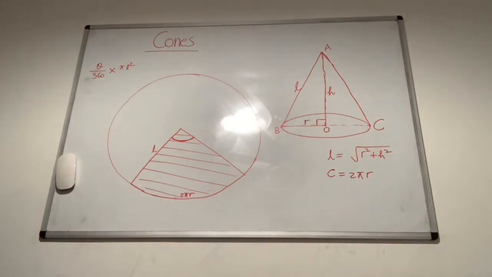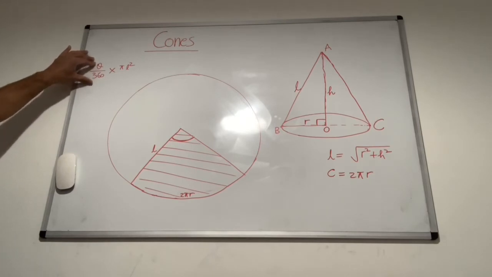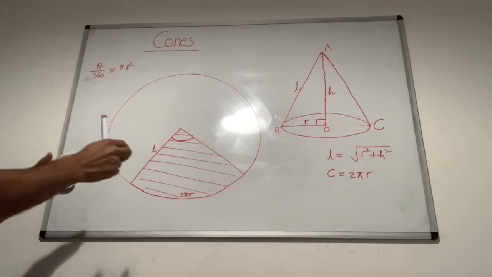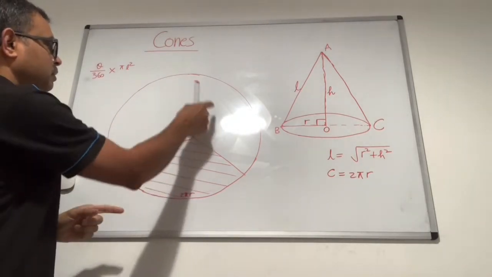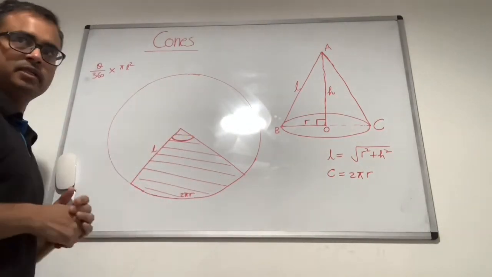How can you find this theta? You do the opposite. Times 360. You make theta on its own and then do the calculations. See, theta by 360 is to say what portion of this angle is from the whole, isn't it?